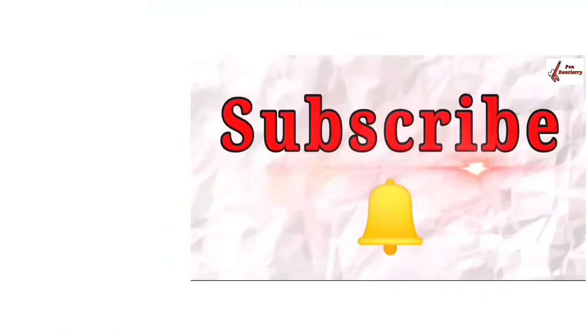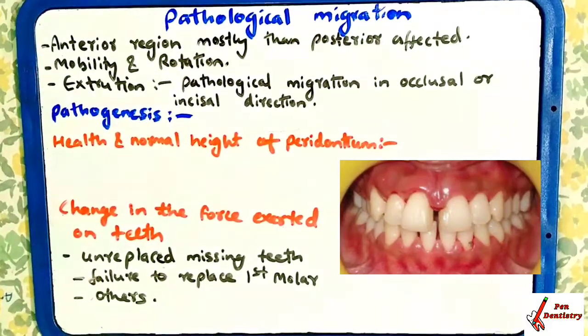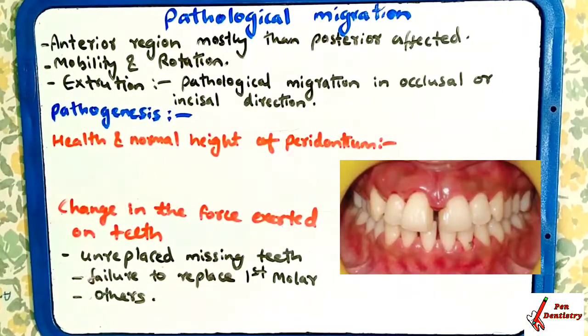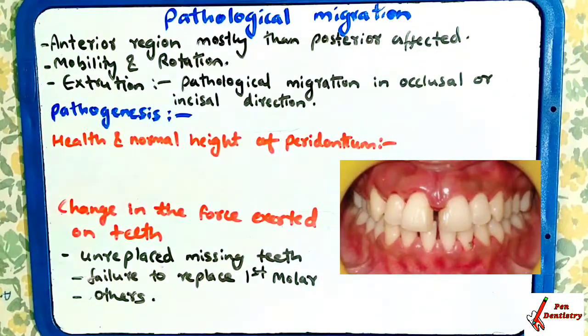Our topic is pathological migration. What is pathological migration? As the name says, migration is movement, that is, tooth displacement taking place with a pathologic change. When a pathologic or periodontal disease is present and there is a displacement of the tooth, that is known as pathological migration.